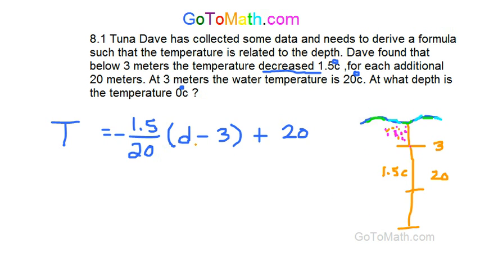All right, so that's going to be considered our rate, and let's simplify or rewrite that. So that's 1.5 degrees C per 20 meters. We consider that to be a rate. And we're going to rewrite that as a negative 0.075, right? So this is degrees Celsius per meter. Okay, so you see why that's a rate. And the equation is T = -0.075(D - 3) + 20.